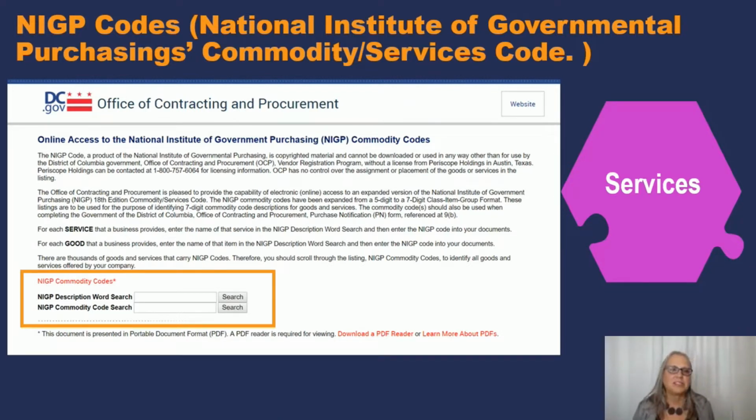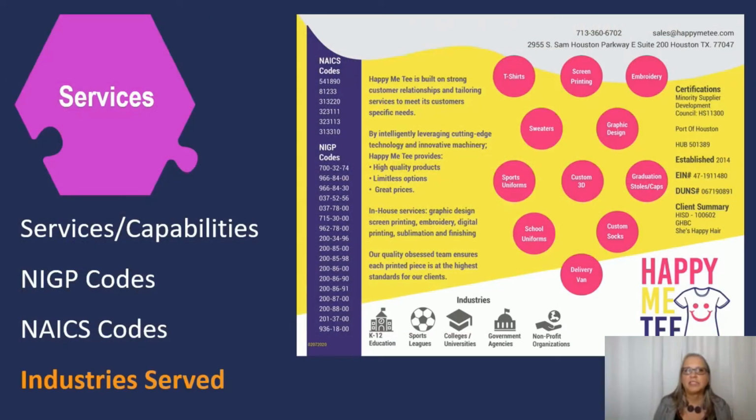The cool thing about having these codes on your capability statement is that when you are filling out any vendor registration forms, you're going to need those codes on that vendor registration. You want to make sure that these are codes that your company actually performs. You self-perform this work. These are not codes that you can go find a subcontractor for.